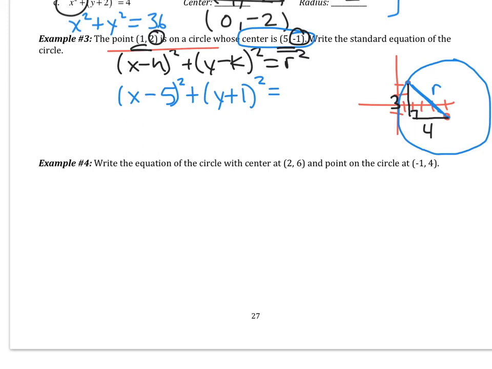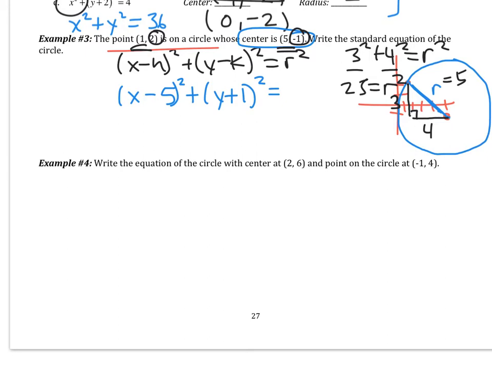Anybody happen to know what r is? It's a Pythagorean triple. Very good. She already knows that r is going to equal 5. Now, you could do 3 squared plus 4 squared equals r squared, and you eventually get 9 plus 16 is 25 equal to r squared.